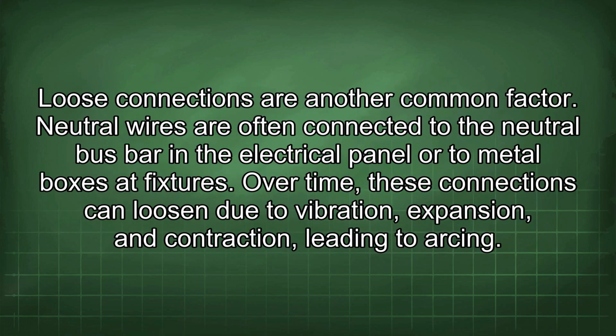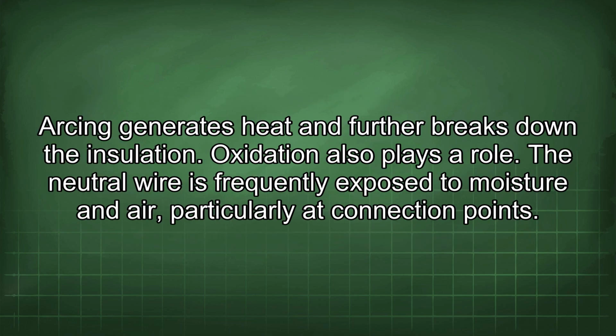Loose connections are another common factor. Neutral wires are often connected to the neutral bus bar in the electrical panel or to metal boxes at fixtures. Over time, these connections can loosen due to vibration, expansion, and contraction, leading to arcing. Arcing generates heat and further breaks down the insulation.